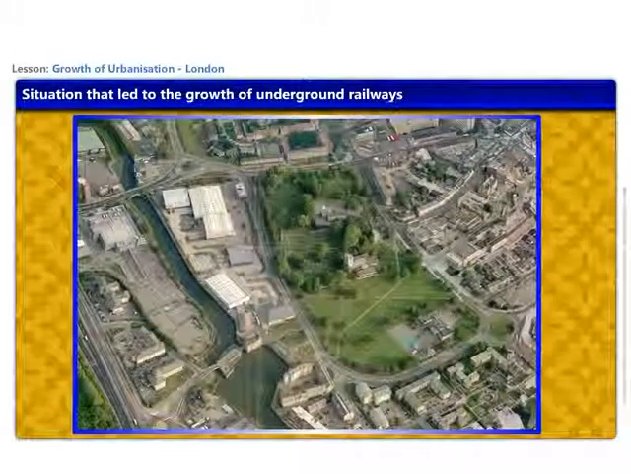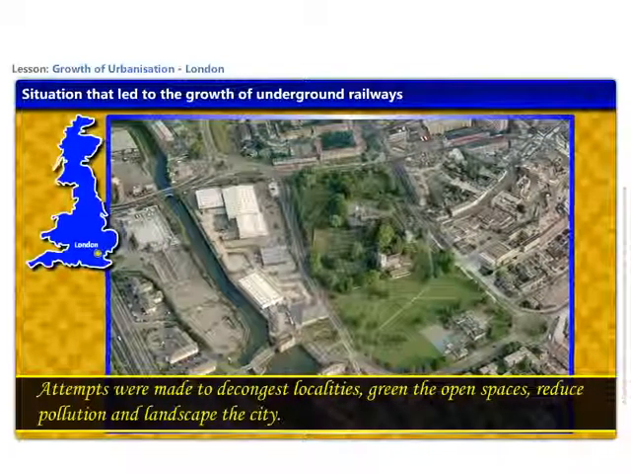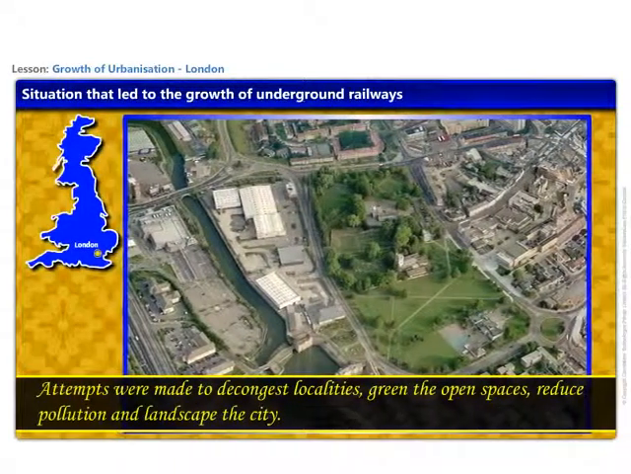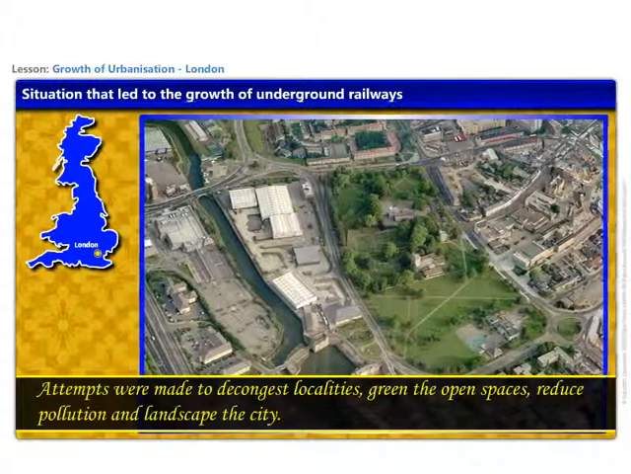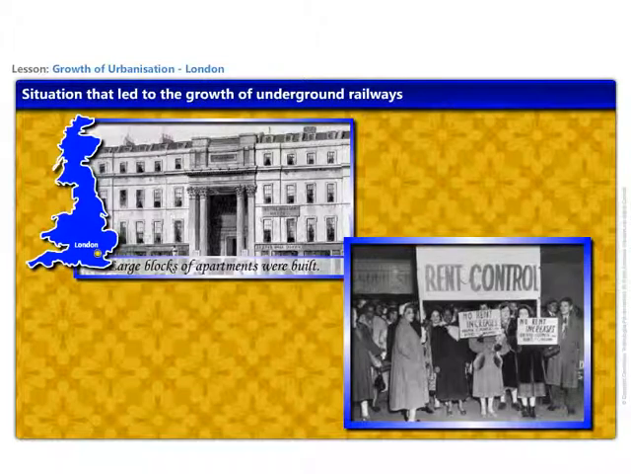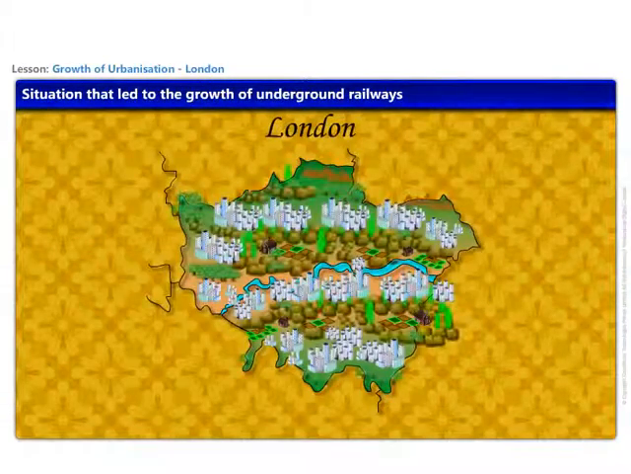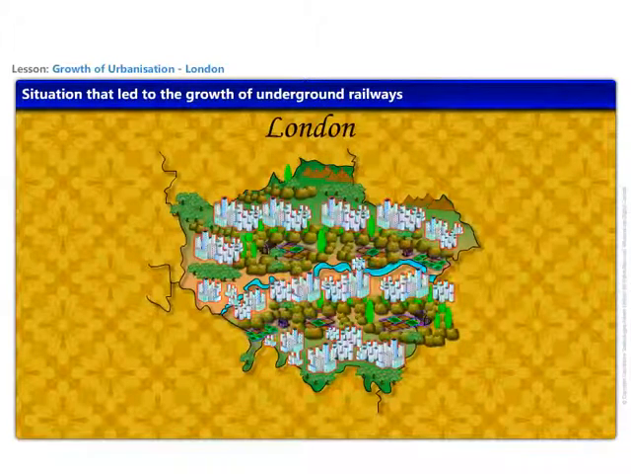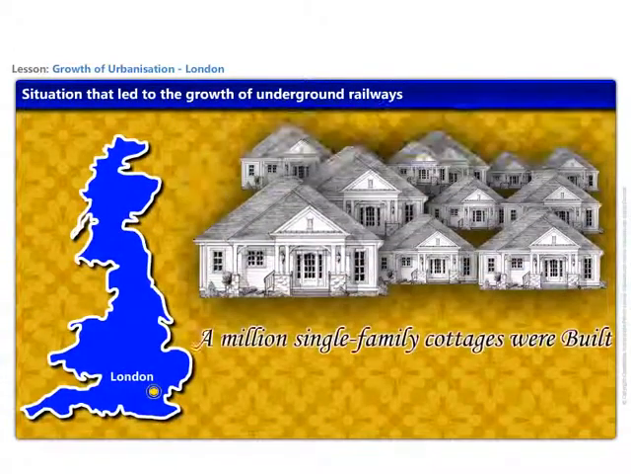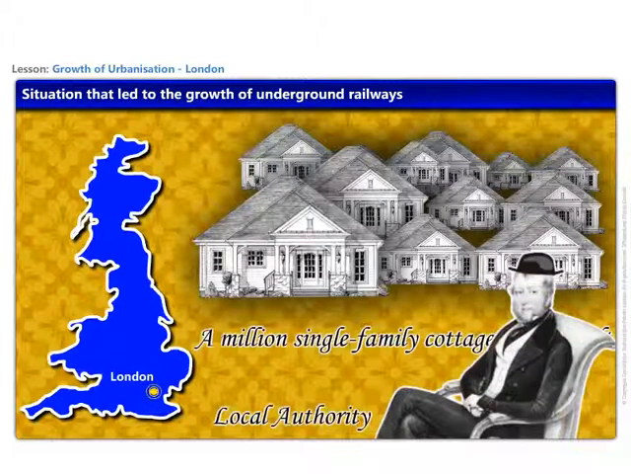Similarly, a variety of steps were taken to clean up London. Attempts were made to decongest localities, green the open spaces, reduce pollution and landscape the city. Large blocks of apartments were built. Rent control was introduced in Britain during the First World War. Demands were made for new lungs for the city, and attempts were made to bridge the difference between city and countryside through green belts around London. One million houses, most of them single-family cottages, were built by local authorities.